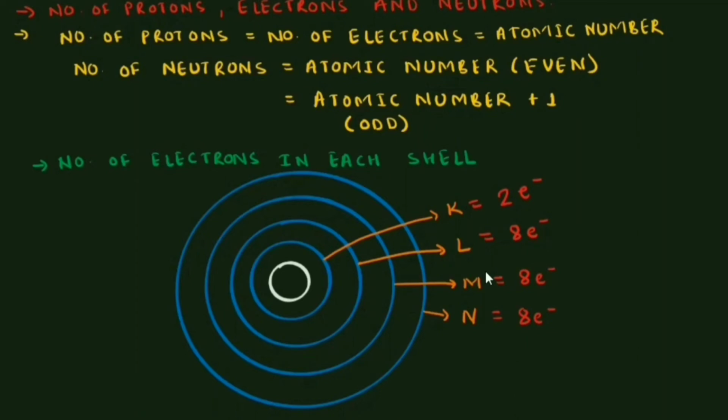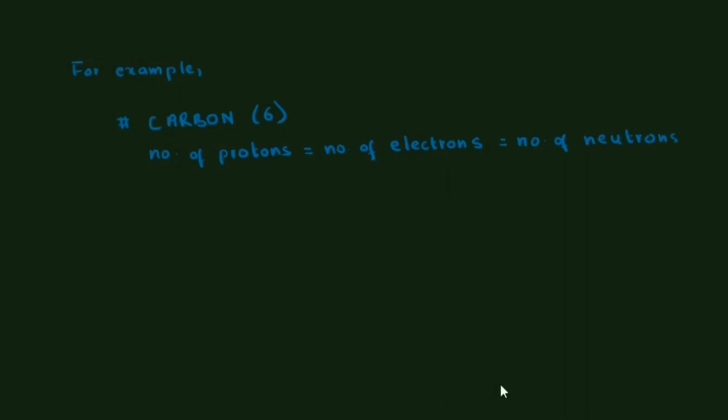Okay, now that we know everything, let's make the structure of an atom. Let's look at an example. Let's take carbon for now. Its atomic number is 6, so it's an even number. The number of protons is equal to the number of electrons. They are always equal, which is equal to the atomic number. And the number of neutrons is also equal to the atomic number in this case, because it is an even number.